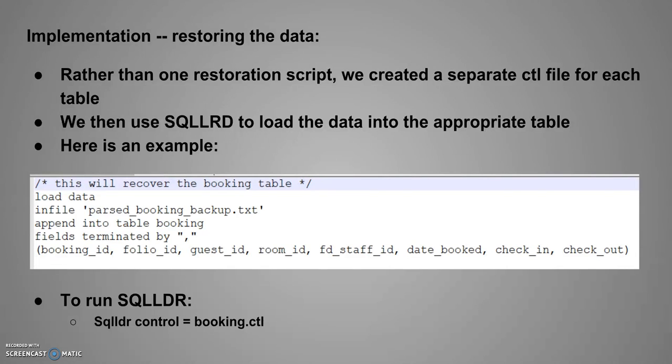You see that first we have to load the data and we give it an infile, and this is the parsed booking table that was parsed out into an exclusively comma-separated file. We tell it to append into a specific table. Here, this is the booking table. And we let it know that the fields are delineated by commas. To run SQL Loader is easy. All you have to do is enter the command sqlldr control and then give it the control file that you created for that specific table.